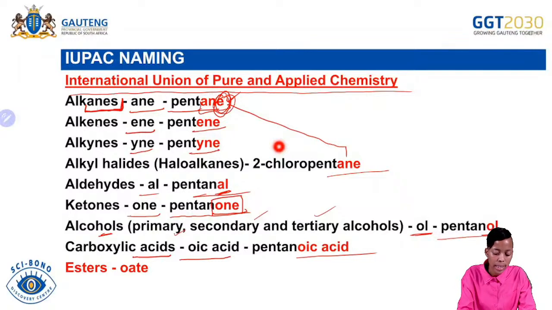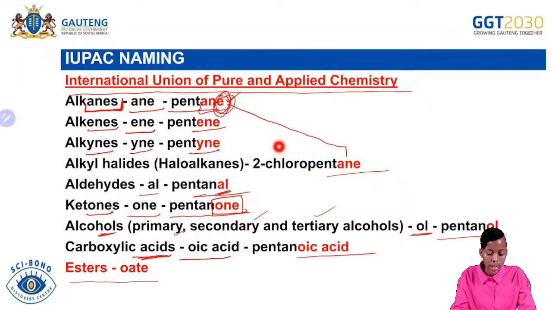For example, alkane, we can see that you'll have ane. Alkenes, it's ene. Alkynes is yne. And then ketones, we have one there. Alcohols and the acids. And then the last one there is esters, and your name ending will be oate. So make sure that you know all the name endings so that you are able to do your IUPAC naming properly.